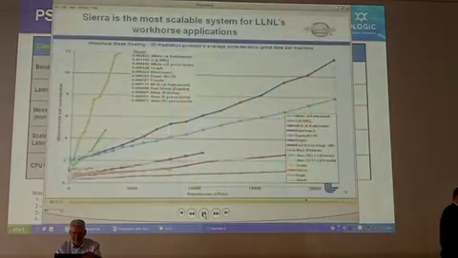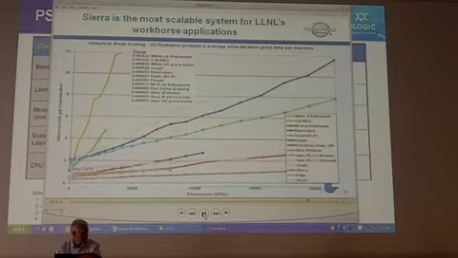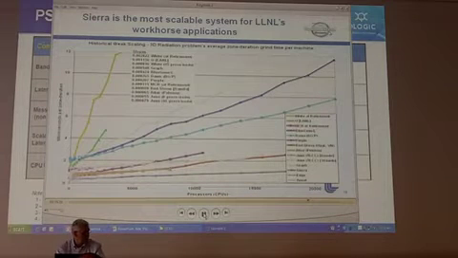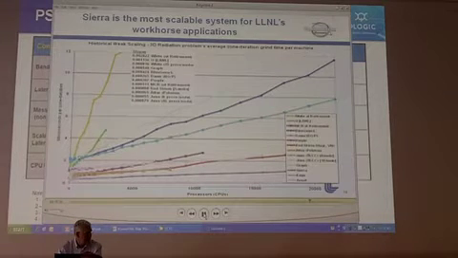That's Sierra. So on the vertical here is grind time. The lower it is, the better it is. As you move to the right, it's scalability. So the flatter it is, the better it is. This is comparing Sierra here. You see in here, there's some older Linux clusters. This red line is actually a Cray XT system.